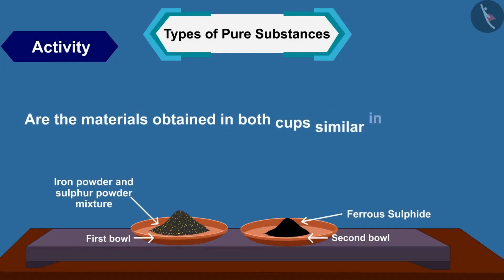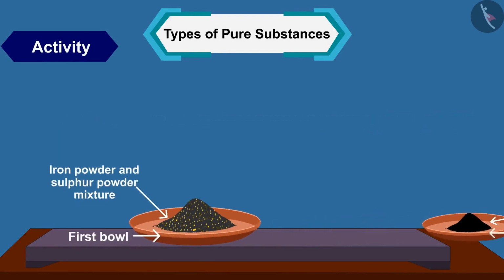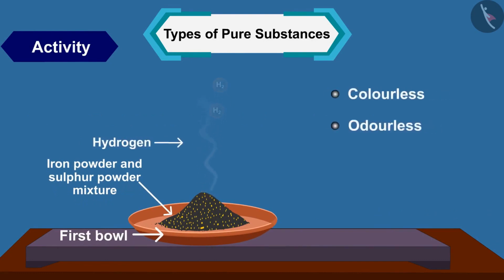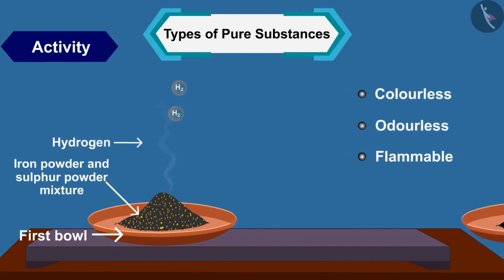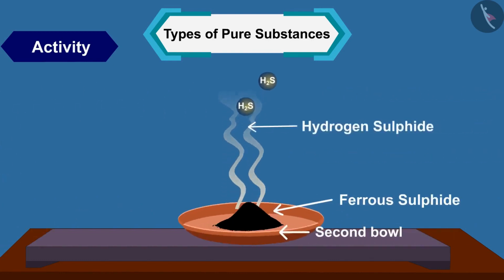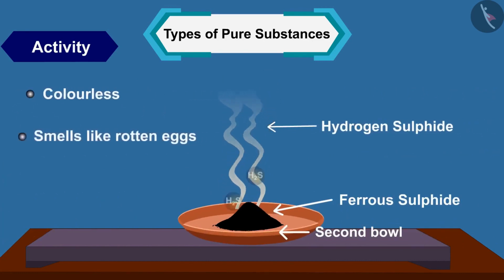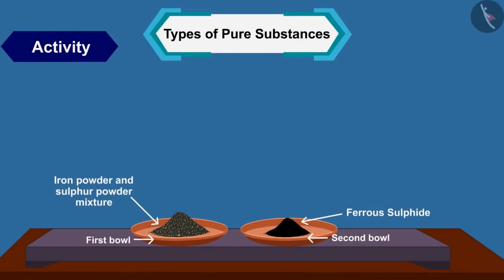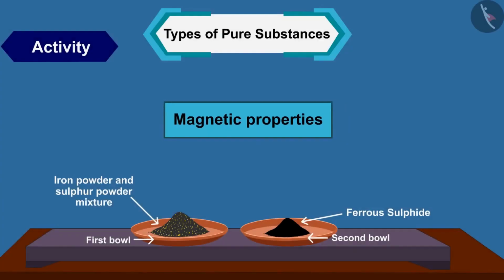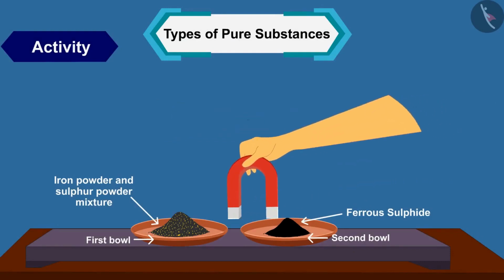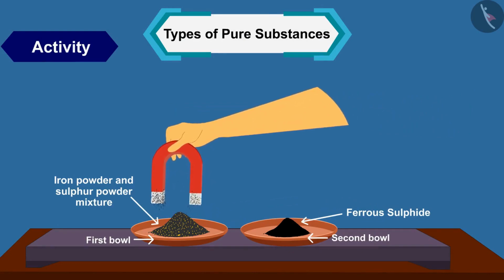Are the materials obtained in both cups similar in appearance? The gas obtained in cup 1 is hydrogen. It is colorless, odorless and flammable. While the gas obtained in cup 2 is hydrogen sulfide. It is a colorless gas and smells like rotten eggs. Now check the magnetic properties in both cups. Bring a magnet near the material. Check if the material is attracted to the magnet.